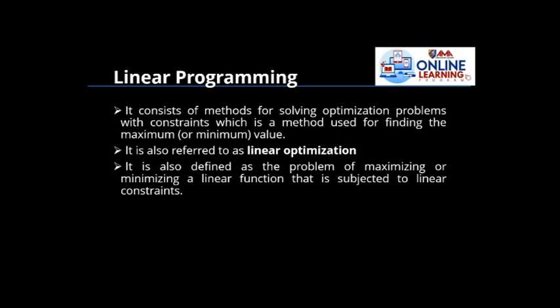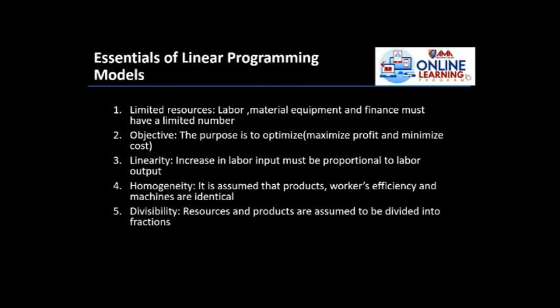Okay, now let's go with the next slide. So these are the essentials of linear programming models. So, okay. So limited resources, objective, linearity, homogeneity, and divisibility, yung 5. Okay? So what does it mean?